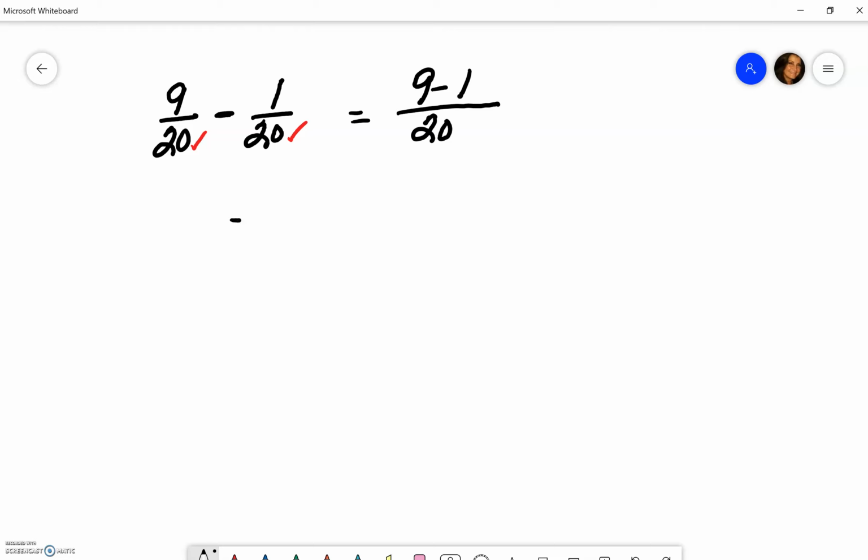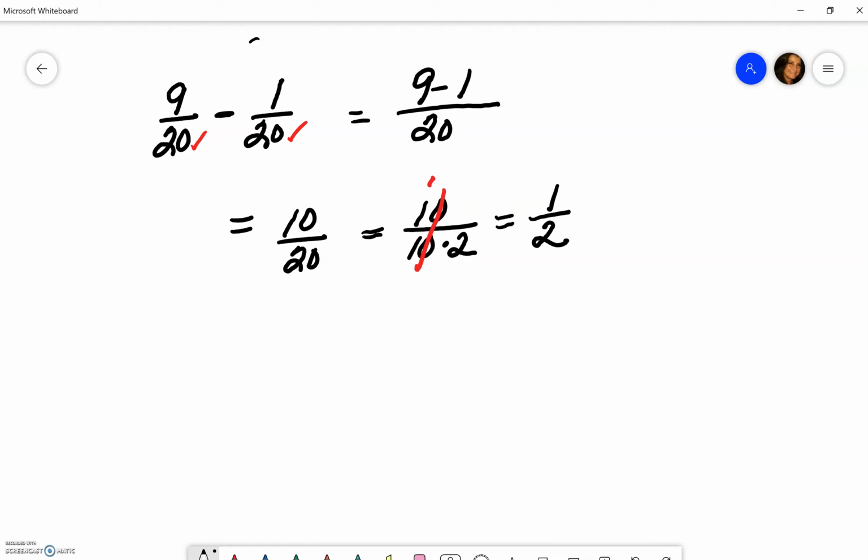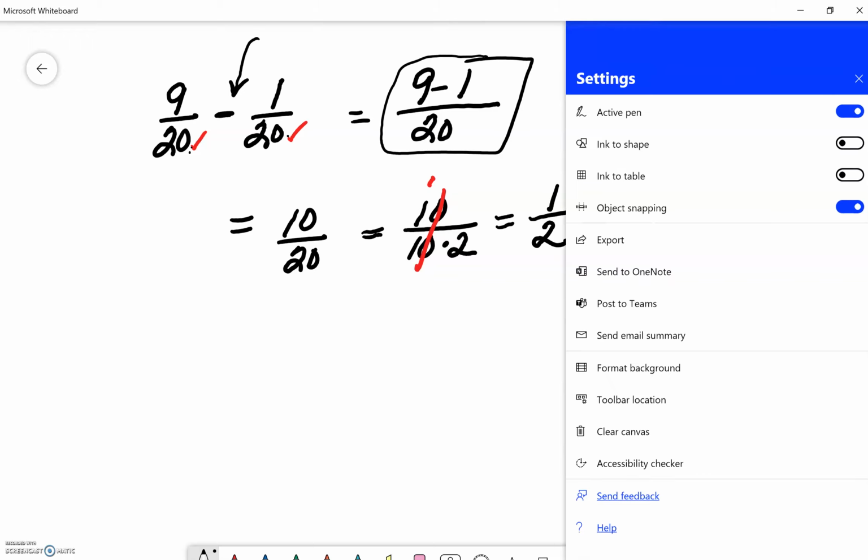And when you subtract, you end up with 10 over 20, which we know is not in lowest terms. So I'm going to factor out the 10 down below. So 10 over, and then 10 times 2 is 20. So we know that divides out to 1. So our final answer here is 1/2. So you can see with subtraction problems, as long as the denominators are the same, we're going to apply the same rule. So let's go ahead and try number 6.